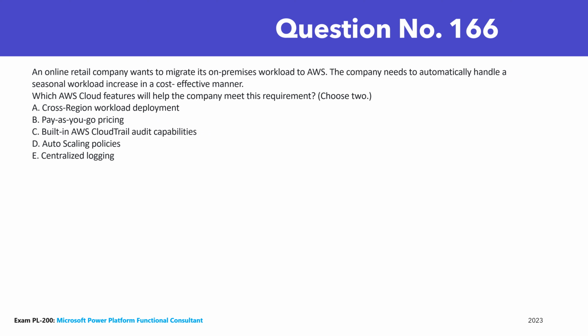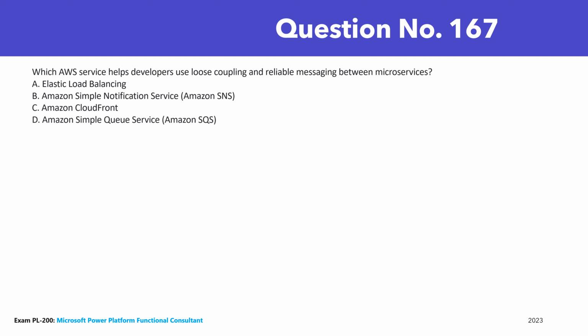An online retail company wants to migrate its on-premises workload to AWS. The company needs to automatically handle a seasonal workload increase in a cost-effective manner. Which AWS Cloud features will help the company meet this requirement? Choose 2. A. Cross-region workload deployment. B. Pay-as-you-go pricing. C. Built-in AWS CloudTrail audit capabilities. D. Autoscaling policies. E. Centralized logging. Correct answer, B, D.